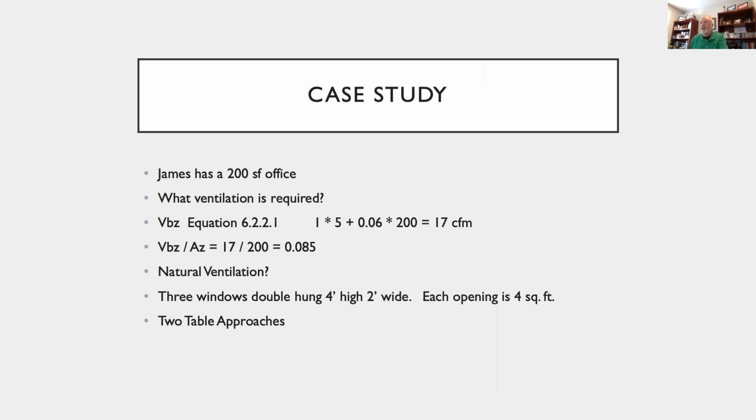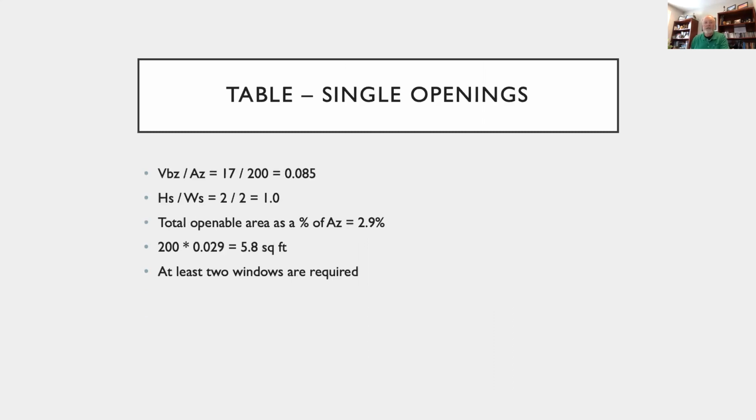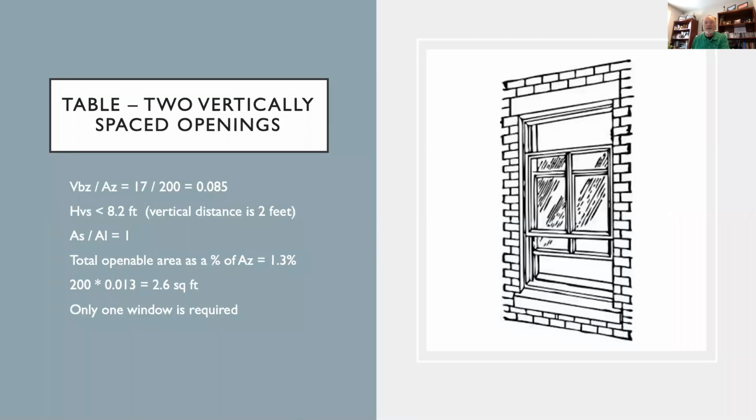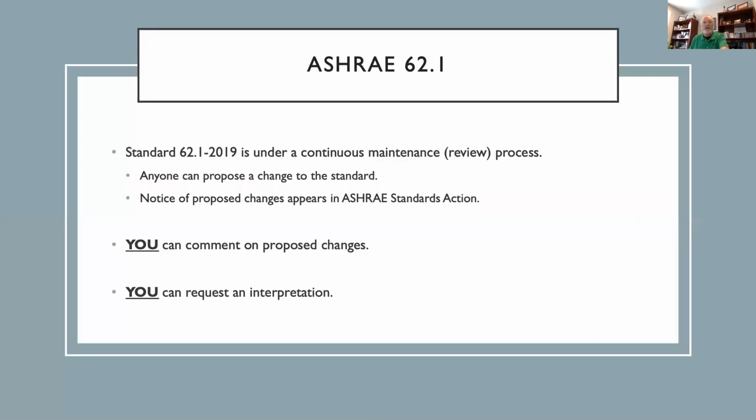So we can go to James's case studies. There's two different tables, same office, natural ventilation. He's got three windows. What do you need? If you've got a single opening window, which is the way it goes in every house these days, not double hung, because it's cheaper, we've got to have two windows in James's office. But because he's in an old house that had double hung windows, which means you can move top and bottom and have this differential, he only needs one window open. So we've now accounted for that in 62 for natural ventilation.